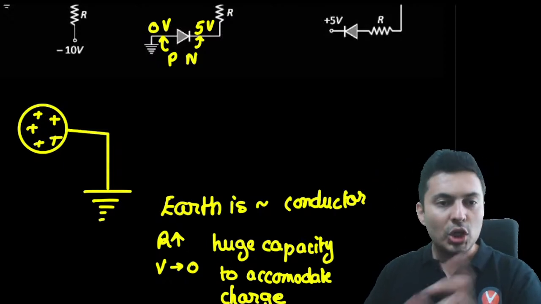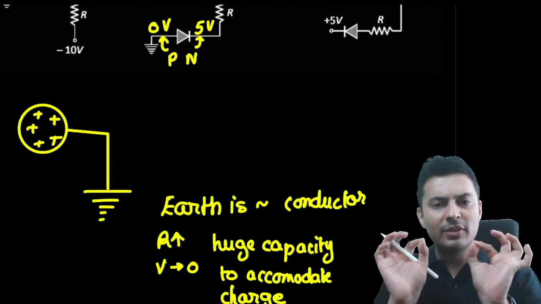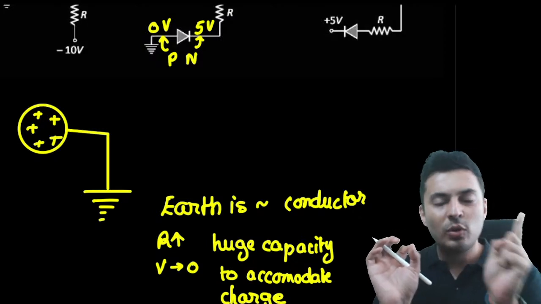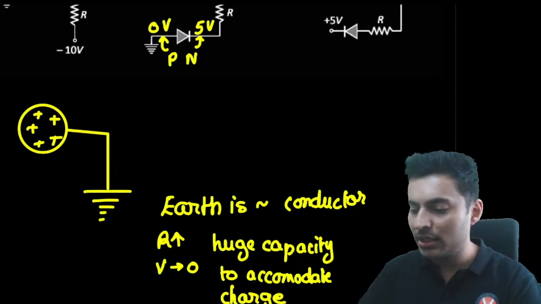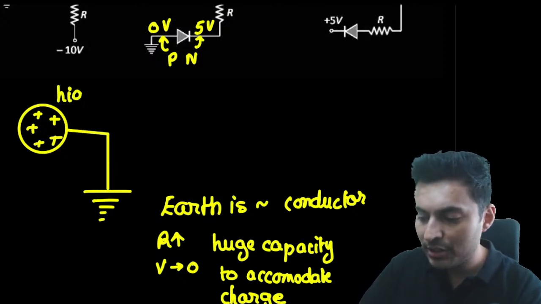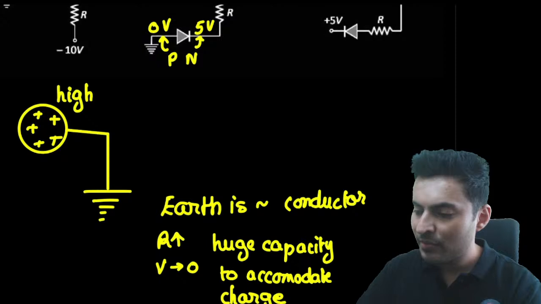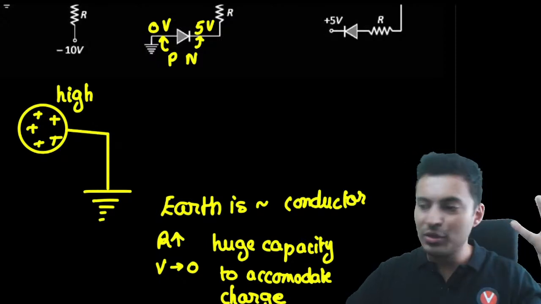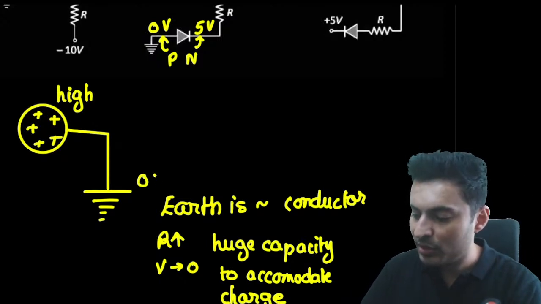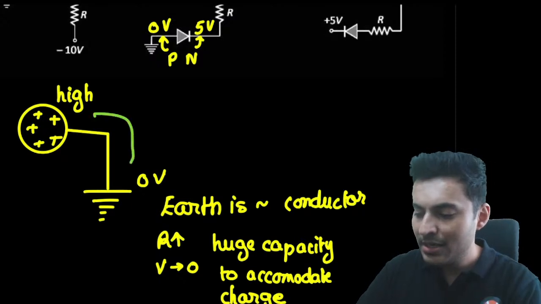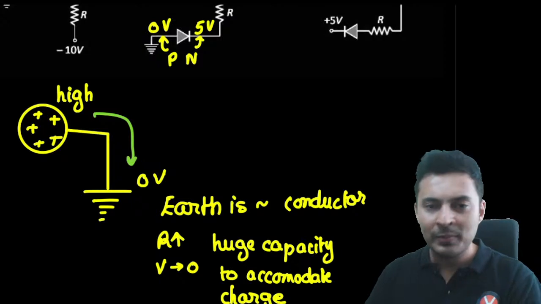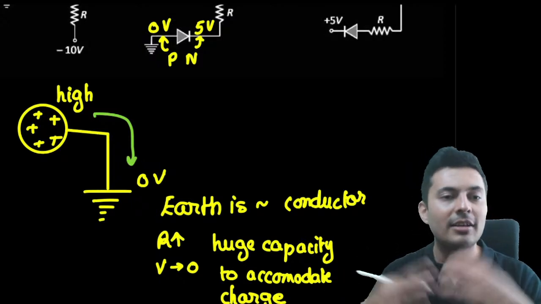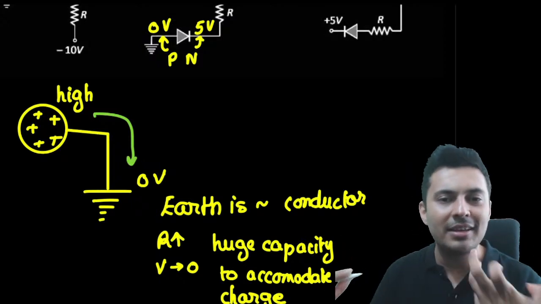So if you take 2 conductors and connect them with a wire, what happens? The charges flow from high voltage to low voltage. So if you take a conductor and connect it to earth, this is at a high voltage. Earth is at 0 volts because the radius is huge. Immediately current will flow from high voltage to low voltage. So these charges will go away, and this conductor will get rid of those charges. That is basically earthing.